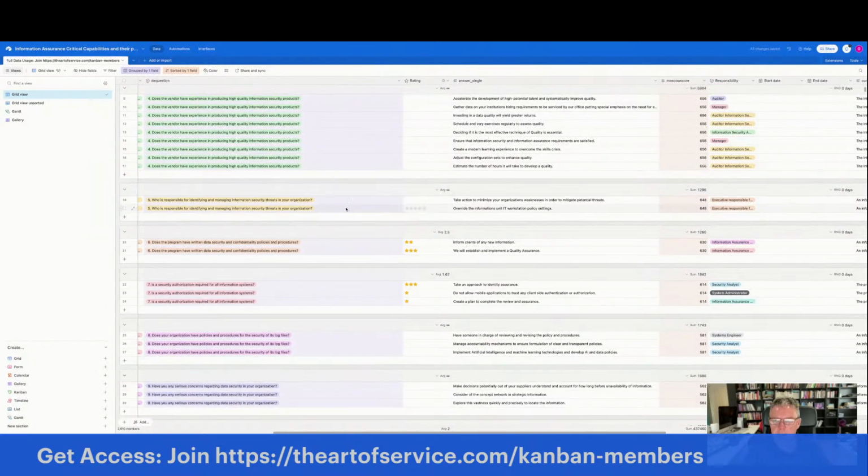Who's responsible for identifying and managing information security threats in your organization? Take action to minimize your organization's weaknesses in order to mitigate potential threats. Who is responsible? We have someone responsible. We could ask if that responsibility is being fulfilled. Override the information unit IT workstation policy settings. So we have an overarching policy here in our organization. We can check that. Let's check that if we have that.